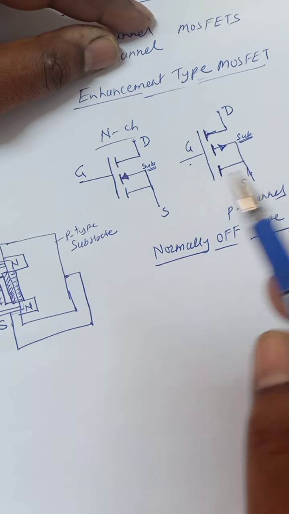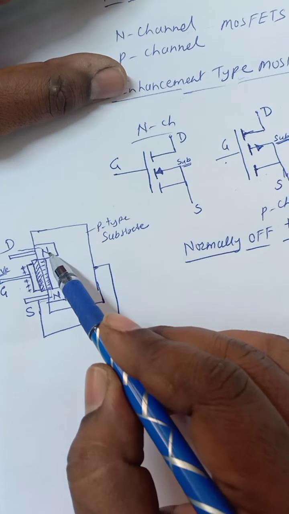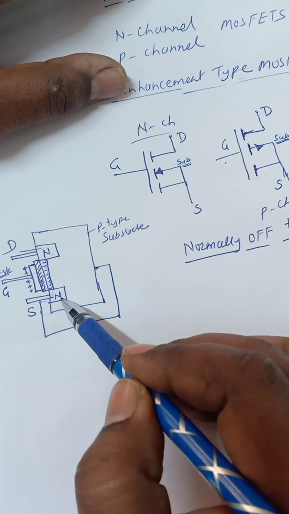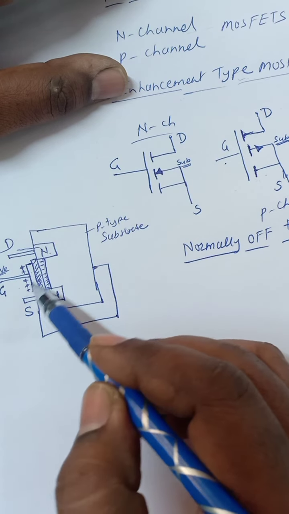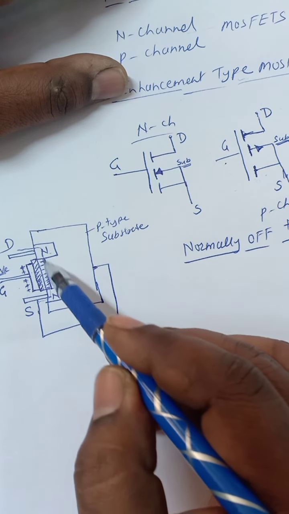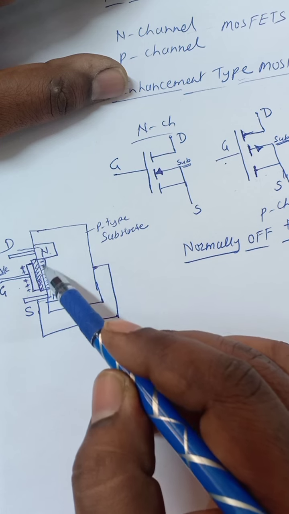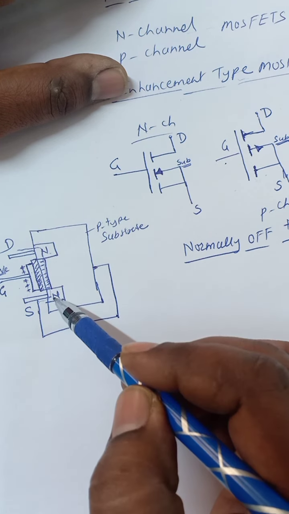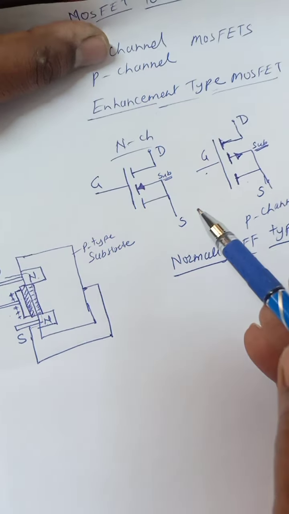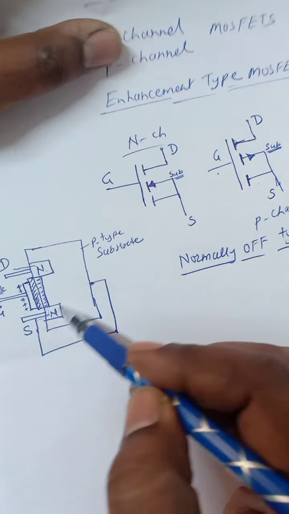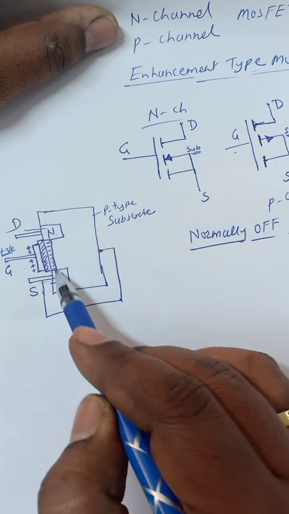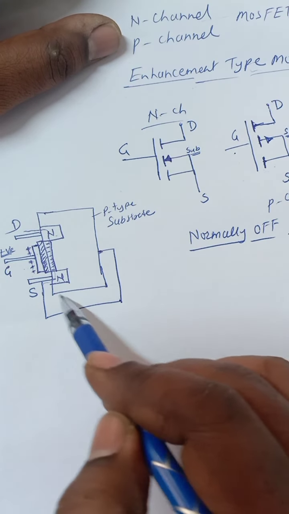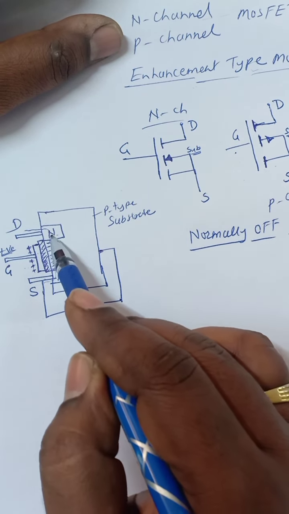Okay, so P channel. P channel means we require heavily doped P regions here, so an N type substrate. If we apply negative potential, positive ions are created between this drain and source. So this is for the P channel. So here in the N channel, if we apply positive potential, then an inversion layer is created between drain and source, and then electrons flow through this channel.